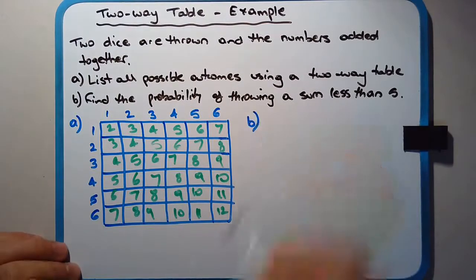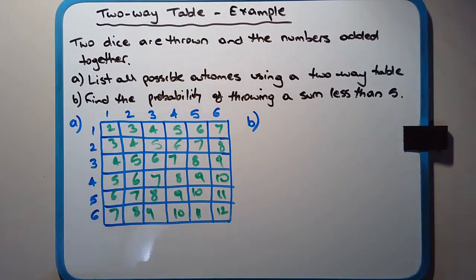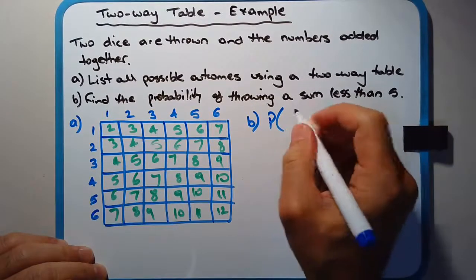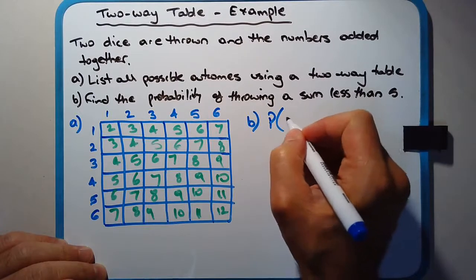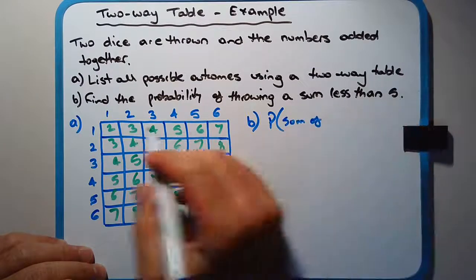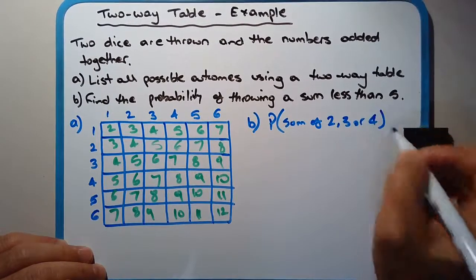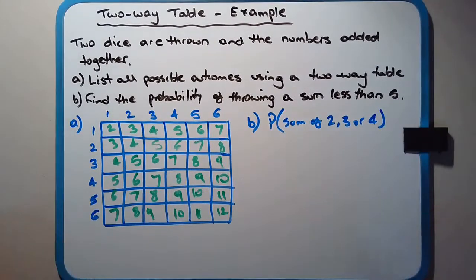Part B is asking us to find the probability of throwing a sum less than 5. Less than 5 does not include 5. So we want the probability of a sum of 2, 3, or 4, because it does not include 5.